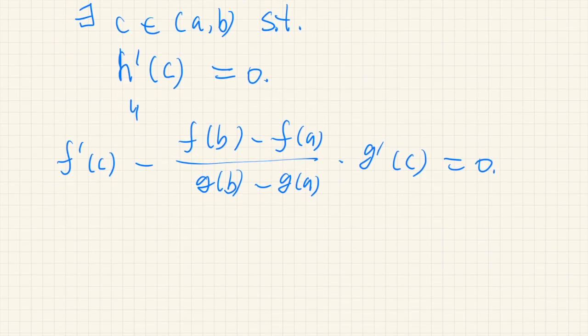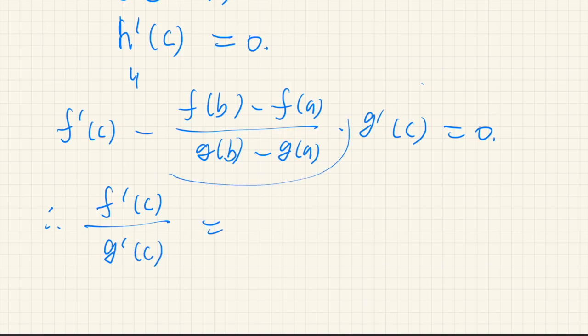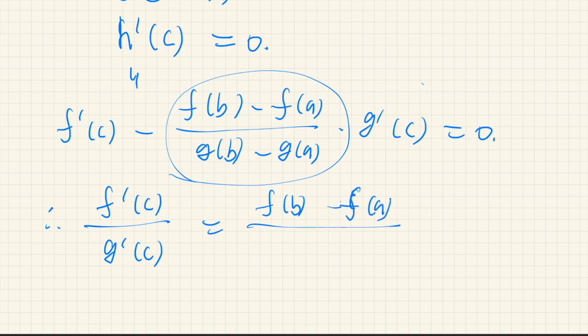Now, let's divide both sides by g prime and arrange the terms. Then we get f prime of c over g prime of c is equal to this thing, f b minus f a over g b minus g a. And we are done.